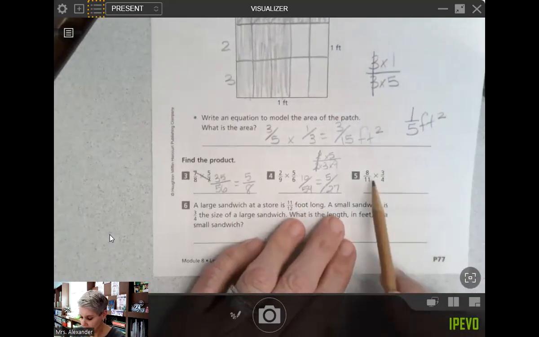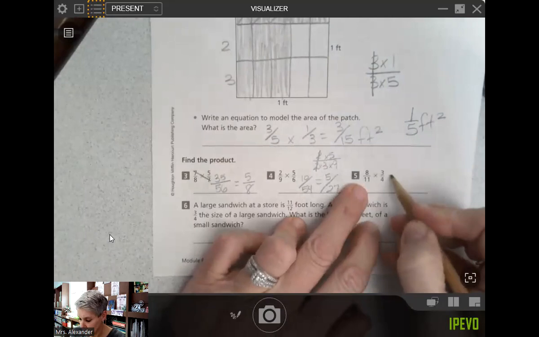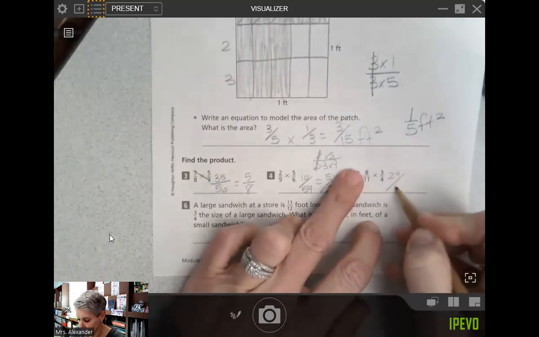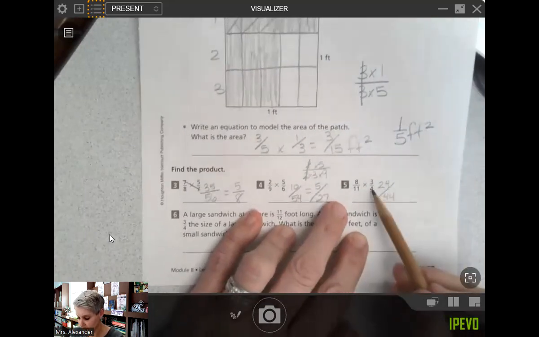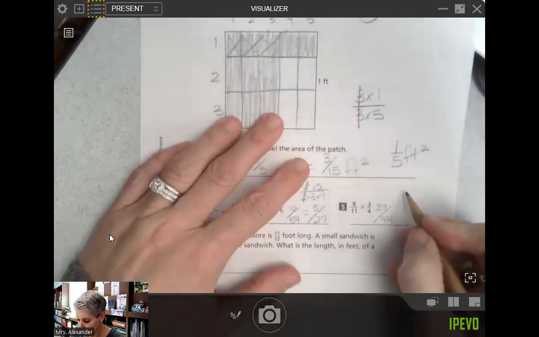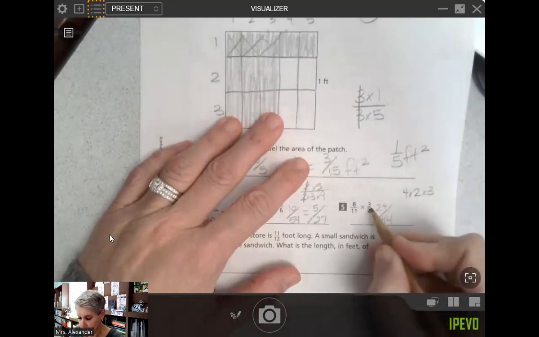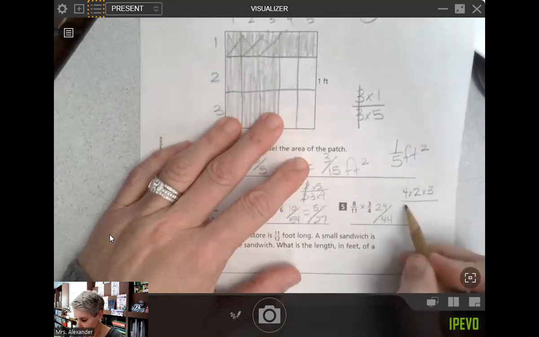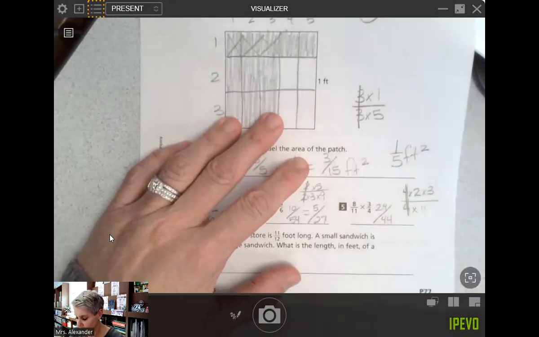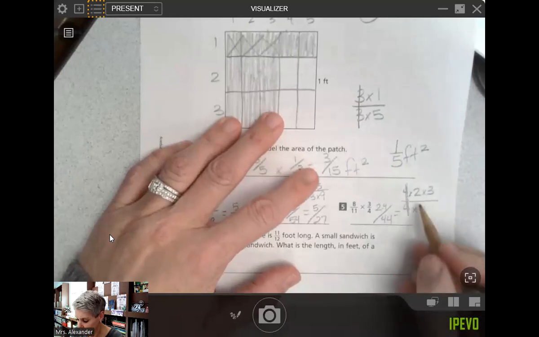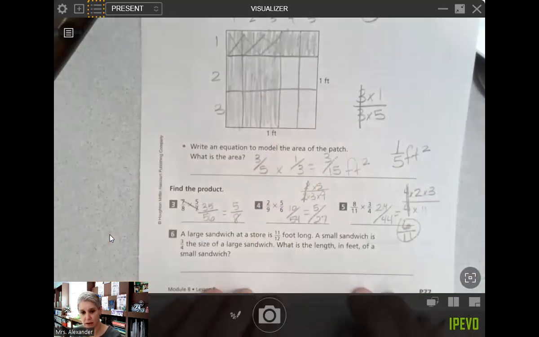And then we have 8/11 times 3/4. Again, that could be 24/44. Or looking at my numerators and denominators, I see a 4 and an 8. I'm going to rename that 8 as 4 times 2. And then I still have my times 3. And I'm going to do 4 times 11 for the denominator. 24/44 can be divided by 4. And then we would get a simplified answer of 6/11 right there. Okay.